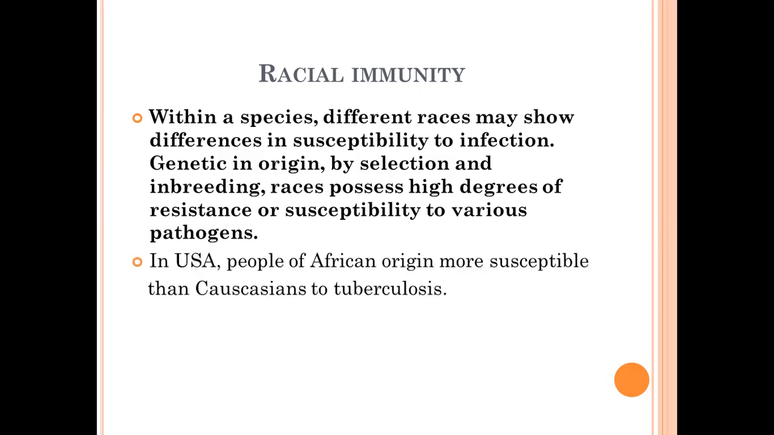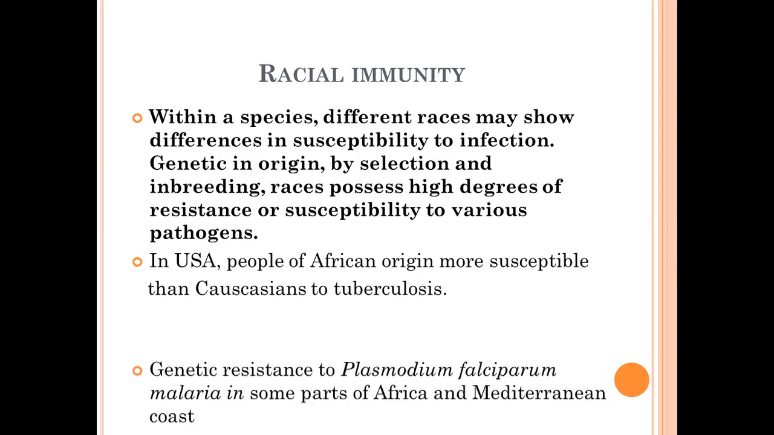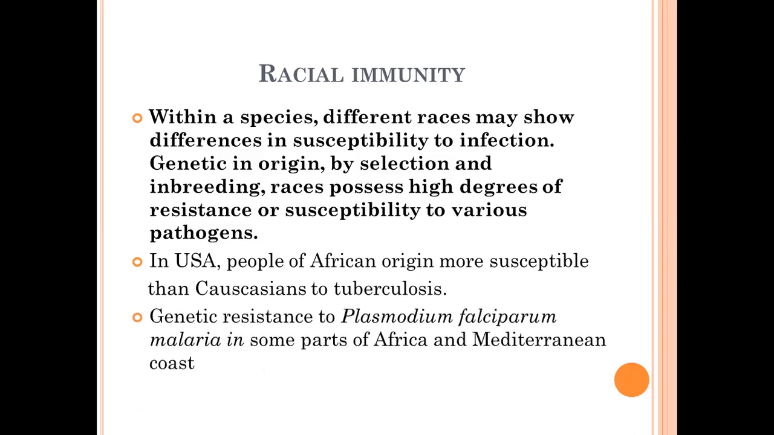For example, in the USA, people of African origin are more susceptible than the Caucasians to tuberculosis. So this is race itself, and they are common in humans. The human species can have tuberculosis, but in the human species, a particular race, that is of African origin, will be more susceptible than the Caucasians to tuberculosis. So that is one important factor you can remember.